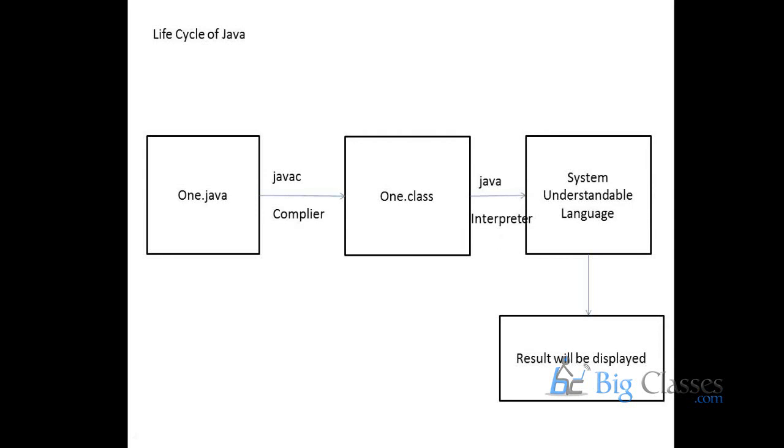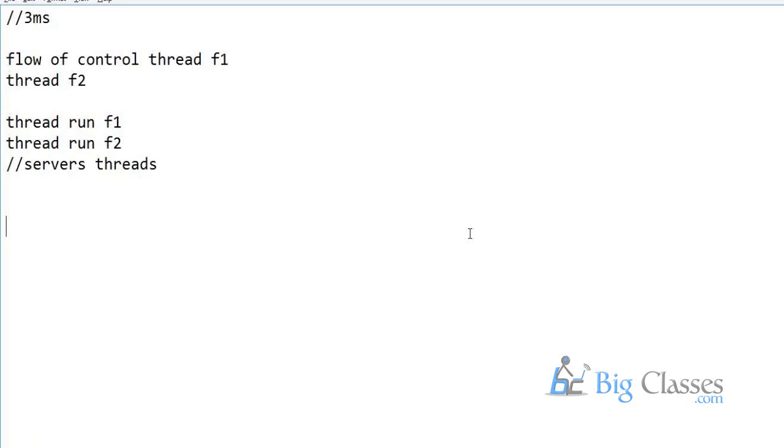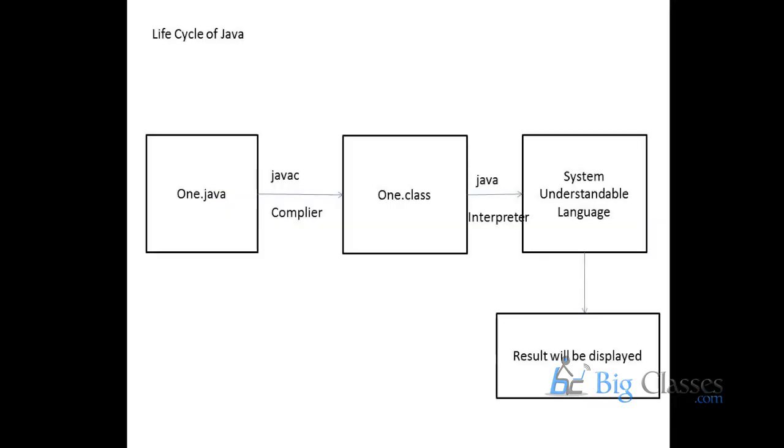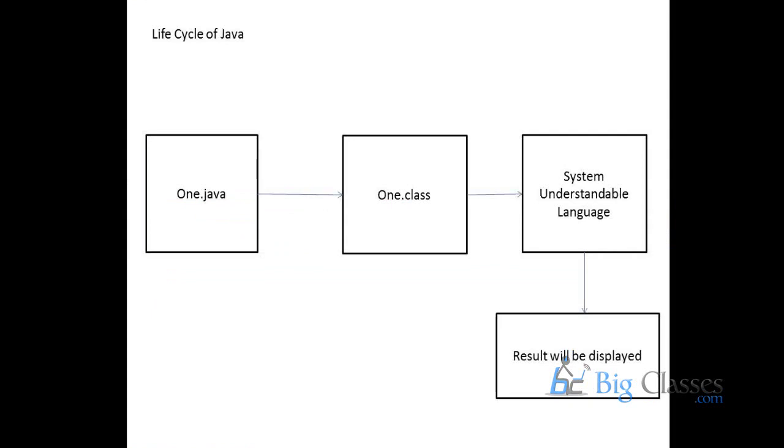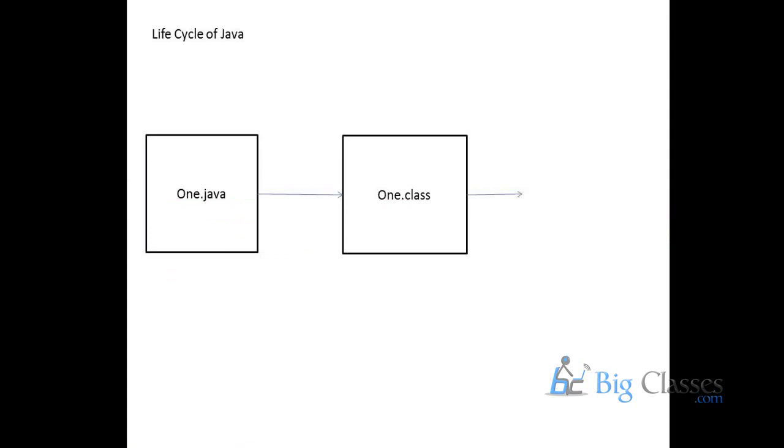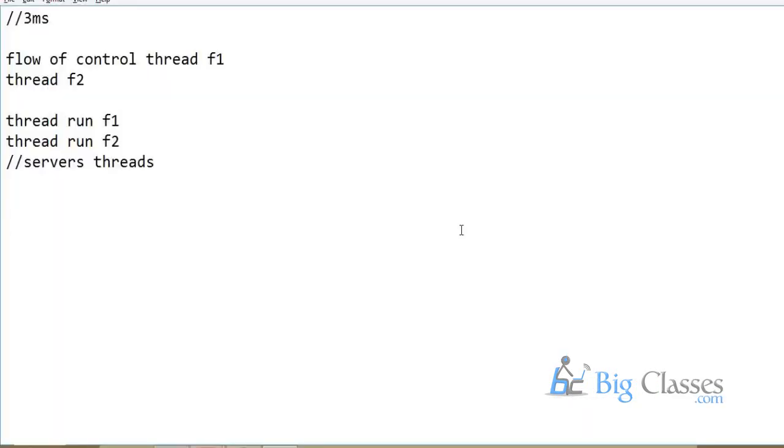So the compiler checks for syntax errors, and the interpreter checks for other kinds of errors, such as values. For example, I am writing a small program. See, int A is there, int B also is there. Now int C equal to A plus B, and then display C. It does not have any error, so the compiler translates this program to a dot class file.